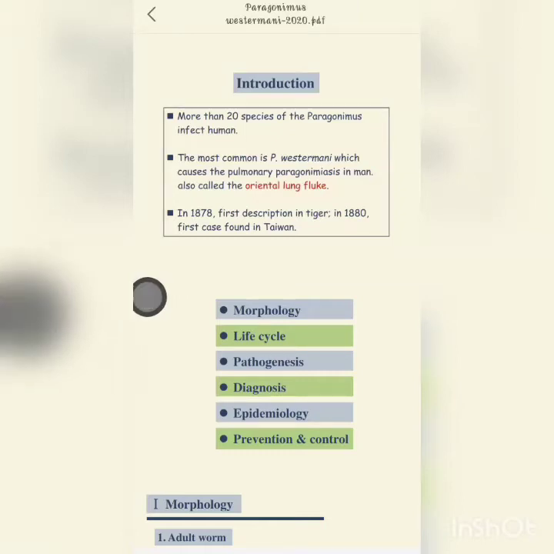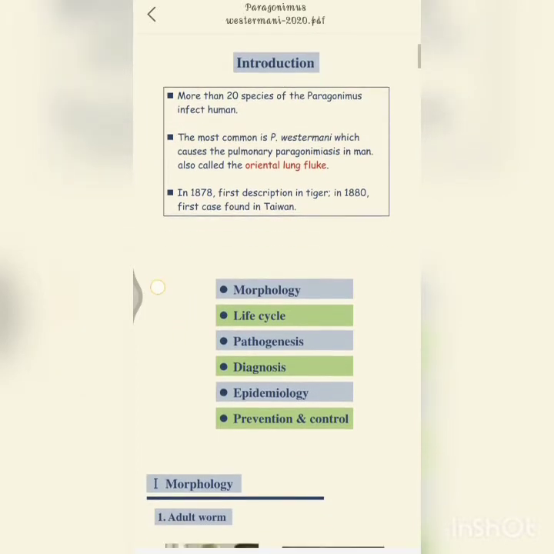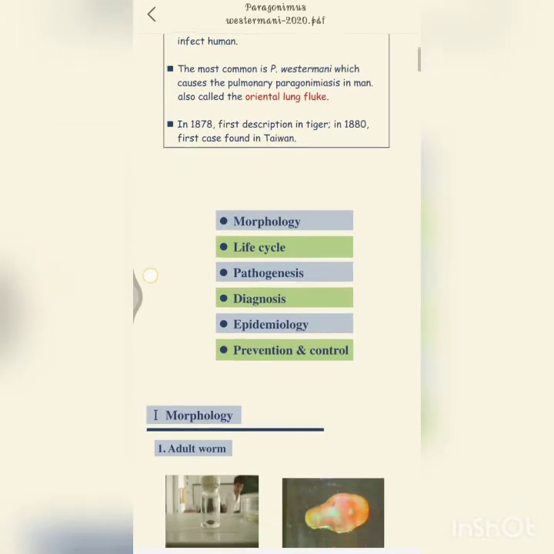Today we are going to learn Paragonimus westermani. This was first found by Kerbert and Braun, and this is also known as Oriental lung fluke and the lung distome. So more than 20 species of this Paragonimus infect the human. The most common is the westermani, which causes pulmonary paragonimiasis in man, and it is also called as Oriental lung fluke. It was first described in a tiger, and the first human case was found in Taiwan.